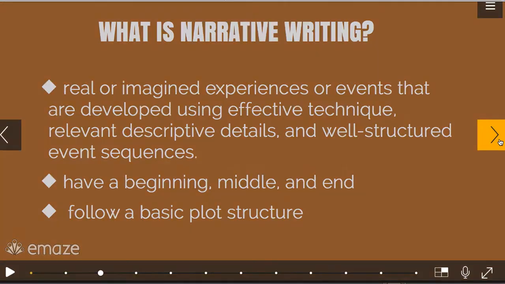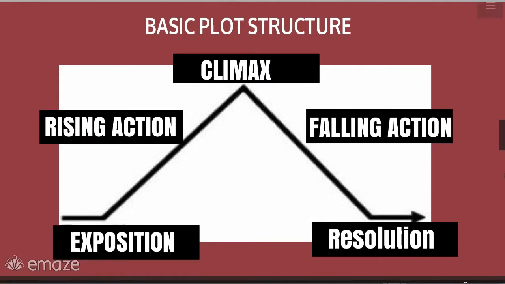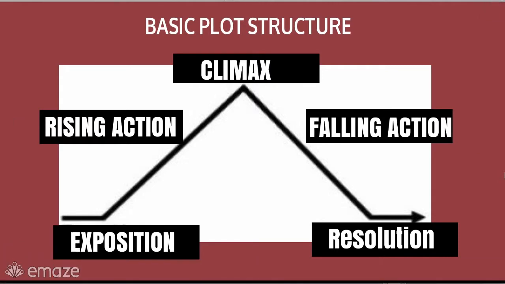As you can see here, this is a basic plot structure map. Now, this is a graphic organizer that you should get very familiar with. Memorize it. This is what is going to help you to write your narratives. As you can see, the basic plot structure map is in the shape of a mountain. This is all the components that your basic narrative needs to have. First is your exposition. After is the rising action, followed by the climax, then the falling action, and finally your resolution.